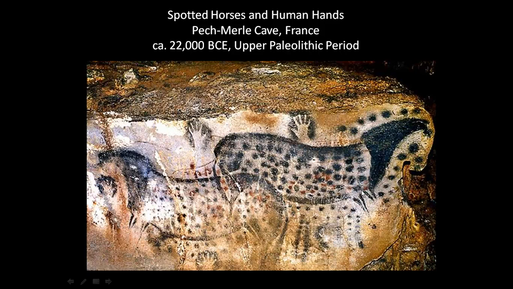In terms of subject matter, the most common subject matter that we see in cave paintings is animals. There are very, very few representations of people. So it is kind of rare to have these handprints. Now, where are these handprints here? We don't know.